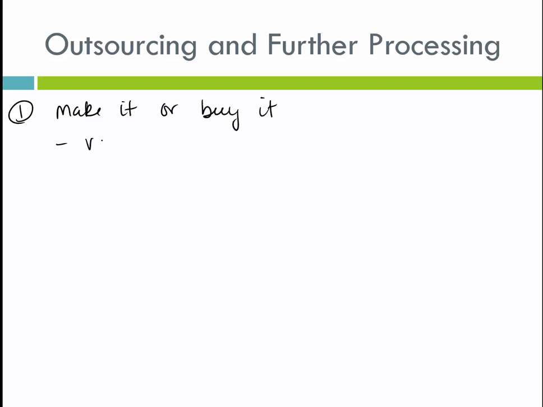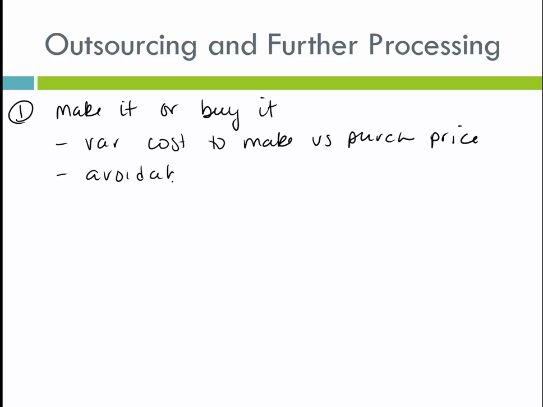Things to consider: the variable cost to make it versus the purchase price to buy it. If I'm outsourcing it, then the purchase price is the variable cost. So the variable cost to make it versus the variable cost to buy it. If there are any avoidable fixed costs, I want to consider those. Again, if they're unavoidable, they're not relevant to our decision. And also alternate uses of that space. If I outsource this, can I use that space to make something that's going to yield me even more profit?